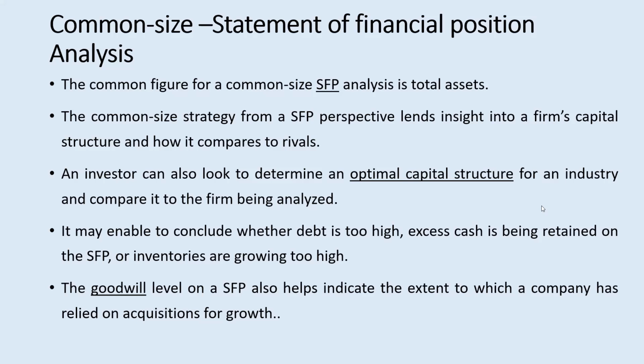So how are we going to compare? We know that in the statement of financial position, we compare each and every asset and liability relative to the total assets. So we can see the proportion of debt compared to the total assets. By comparing with the industry, as well as with the firm's previous years, you can identify whether our debt is too high or whether it is satisfactory.